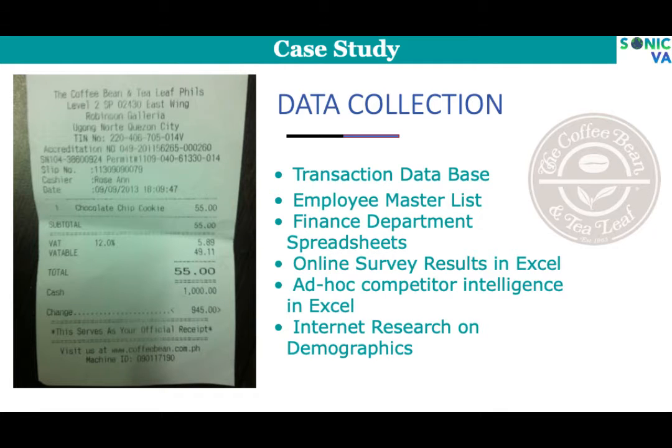And with my team, we went through their data and helped them figure out what was going on in their business, right? We looked at the transaction database, their employee master list, having information about who was hired when, what training they had. We looked at the department spreadsheets for finance to make sure that certain stores that were not selling coffee, were they profitable or not? Basically, we wanted to answer every question that we could think of using the data we had available to us.